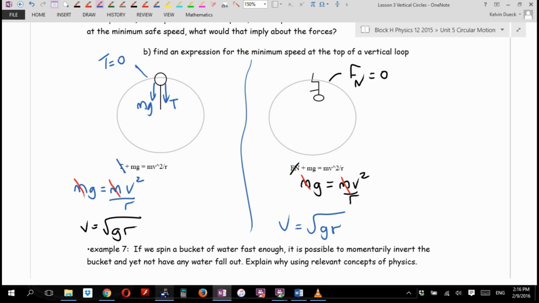If you're going exactly that speed, you'll feel no weight. And, by the way, if you're only going slightly faster than that speed, you'll still be screaming because you're all used to the normal force being mg. The normal force would be way less than mg. You would swear that you were about to fall out of your chair and down into the loop. So they don't do that.